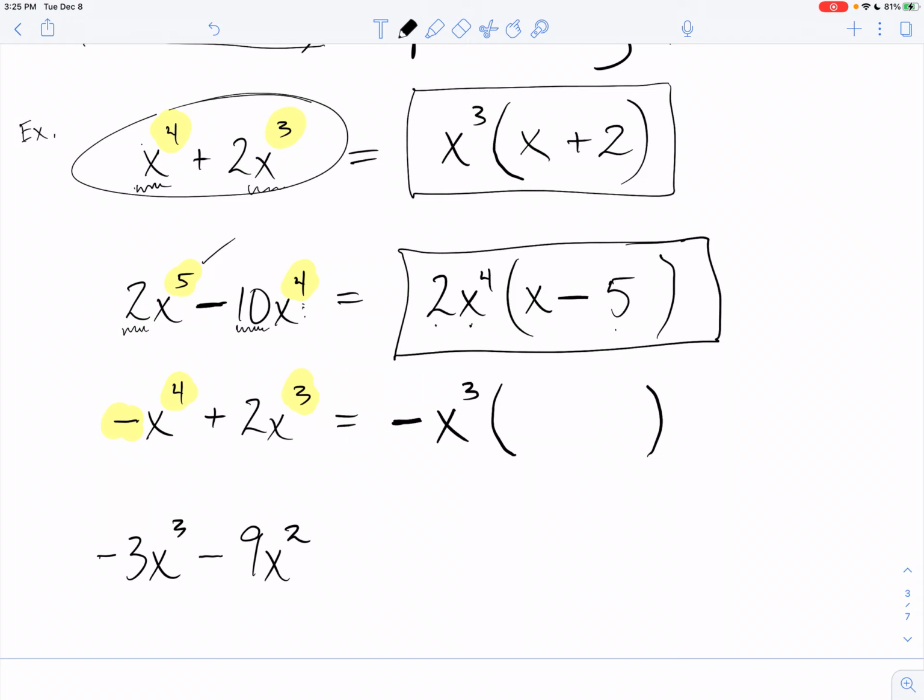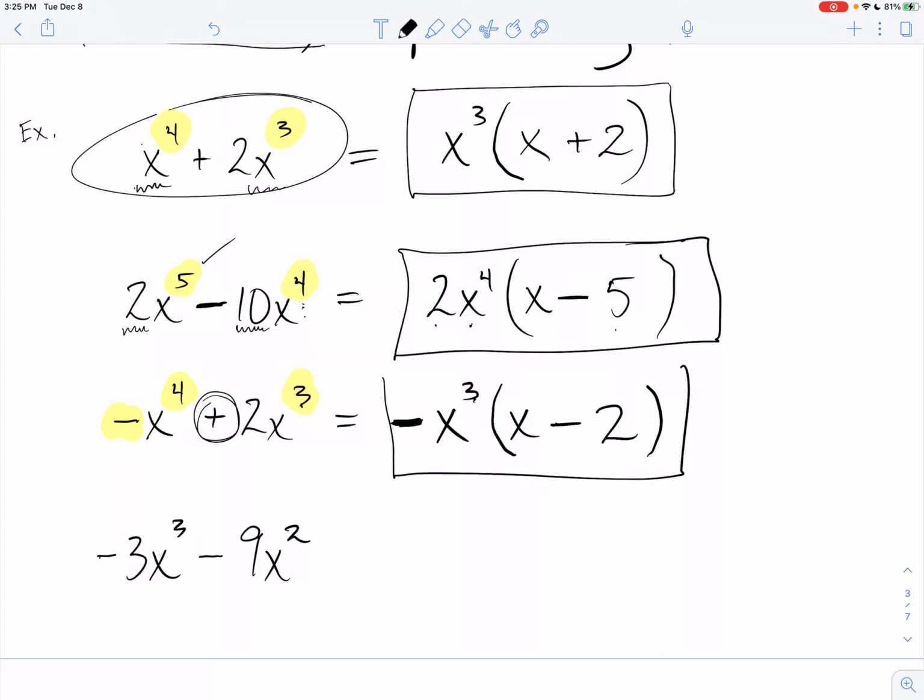Negative x cubed times x would give me negative x to the fourth. But I'm going to put a minus here and put a 2 this time because I already have the negative out front. A negative times a negative 2 would give me back the plus that I need. And there's my x cubed. I already have it taken care of. And once again, I'm going to erase those arrows out of my way.